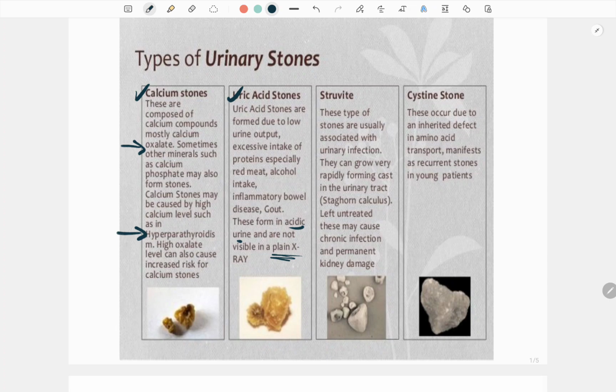The plain X-rays do not visualize the uric acid stone, and that's why we also call it radiolucent. If we talk about the struvite stone, this is a very large stone and usually occupies the complete renal pelvis. This type of stone is usually associated with urinary tract infections, the UTIs.